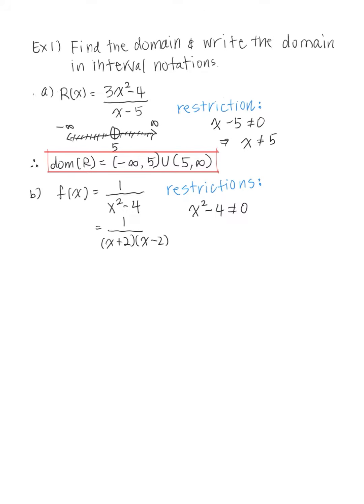So let me just add 4 to both sides. Then here, what we're going to get is x squared equals 4. Taking the square root on both sides, we're going to have x equals, be careful, we have to remember, plus or minus the square root of 4. So, which means that, oh, sorry, I should have x not equal to plus or minus 2.